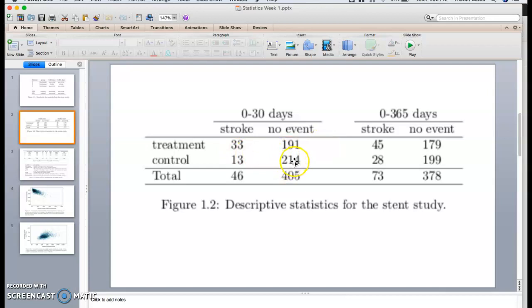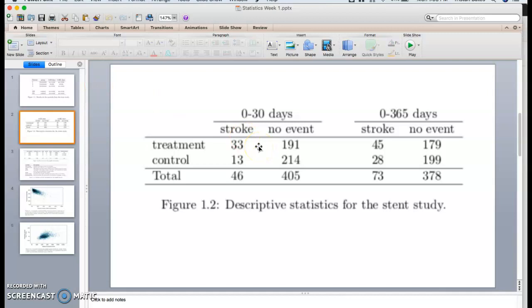So here, using this, we can really quickly see that about 214 people in the control group did not have a stroke in the 0 to 30 days. So that's 214 out of all the people in the control group. And we do the same thing with the treatment group. We can look at that 45 had a stroke, whereas 28 did not have a stroke. So we call these descriptive statistics for this study. And this right here is what we call a summary table.